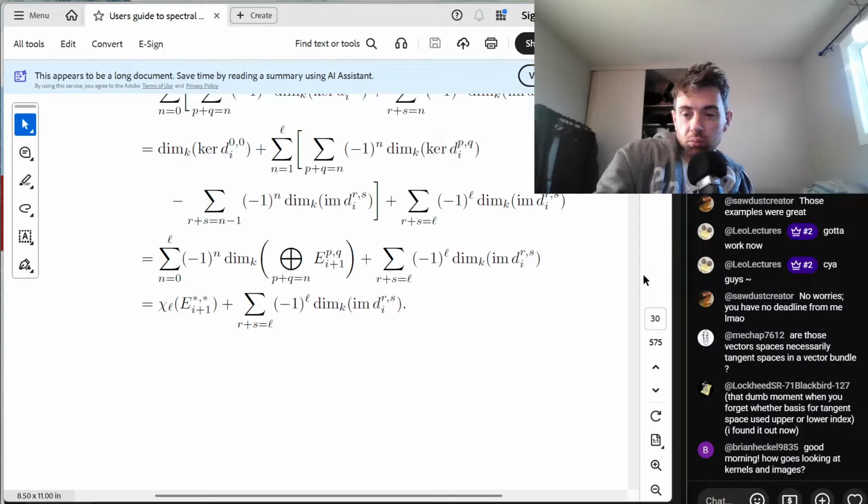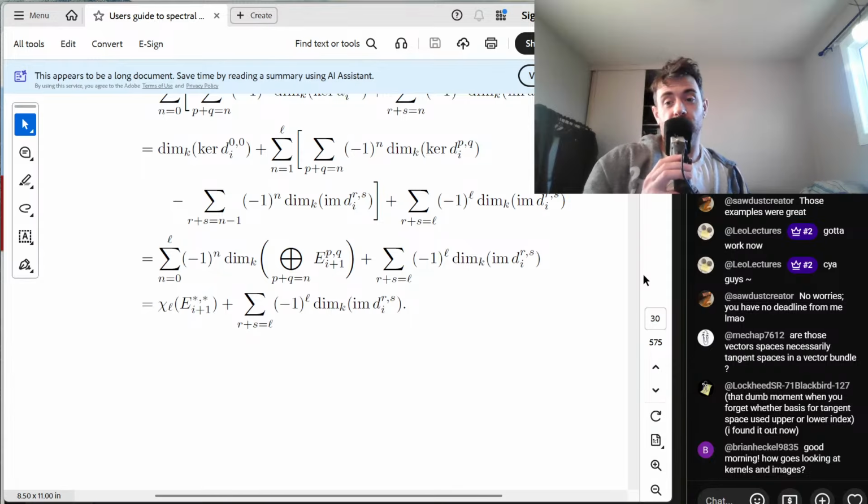Good morning, Brian. How goes looking at kernels and images? It's going. Dumb moment when you forget whether basis for tangent space used upper or lower index. Oh, yeah. That's not a thing I would ever remember.